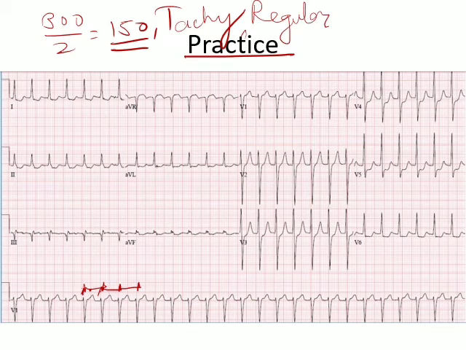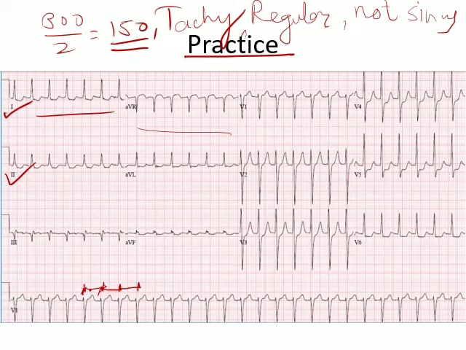Then we just have to see for the presence of P waves to comment on sinus rhythm or not. I don't see any P waves in this ECG, which tells us that it is not in sinus rhythm. Then looking at the axis, we can see lead 1 is predominantly positive and lead 2 is predominantly positive, which tells us that the axis is normal.